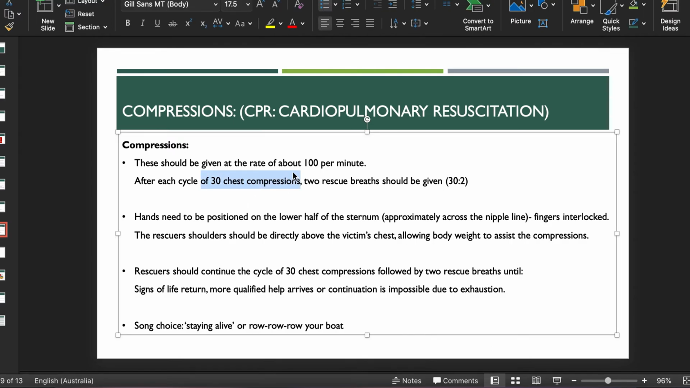How quickly do we do them? We do them as if we were trying to squeeze 100 into a minute, or we sing the song Stayin' Alive by the Bee Gees, or Row, Row, Row Your Boat. And after we've done our 30 compressions, we give another 2 breaths and we repeat this process.